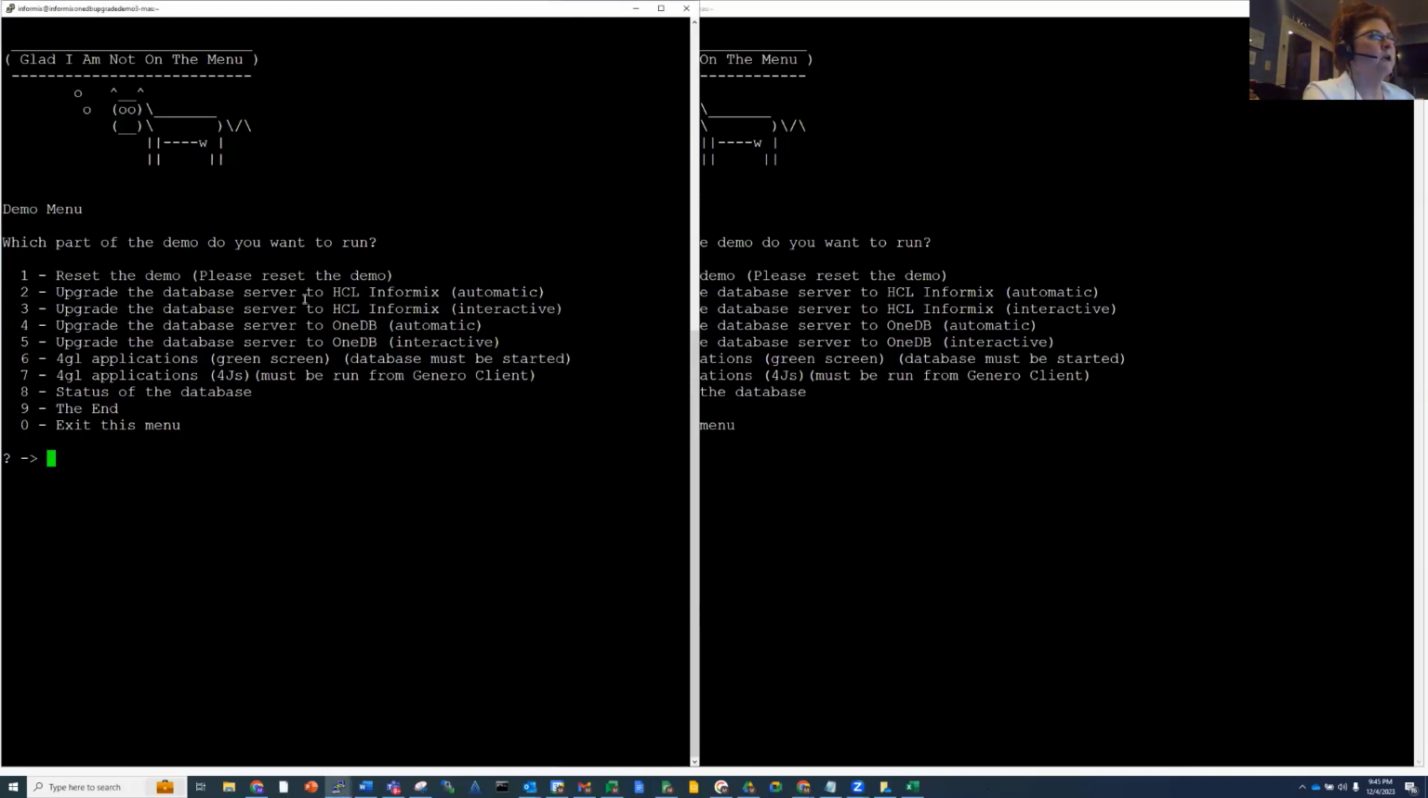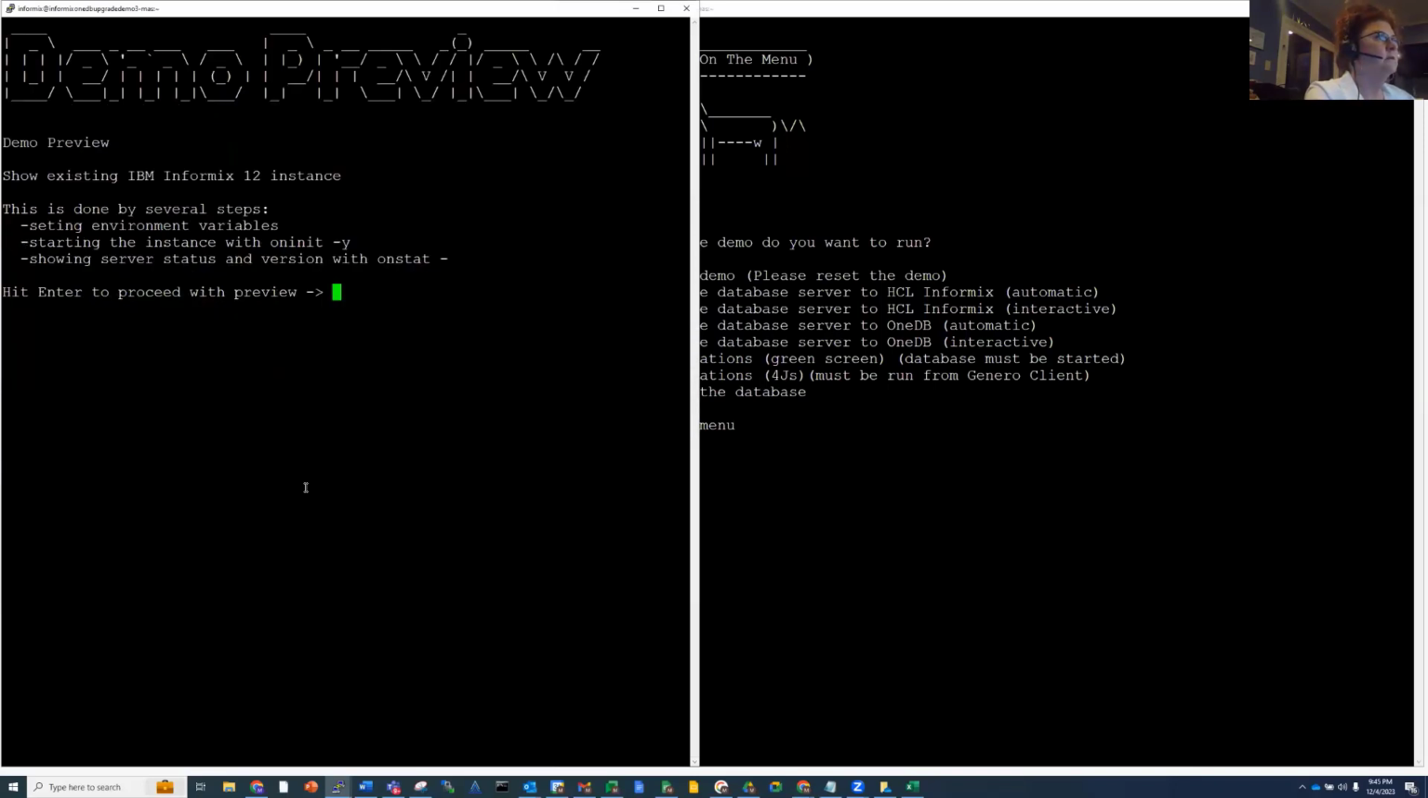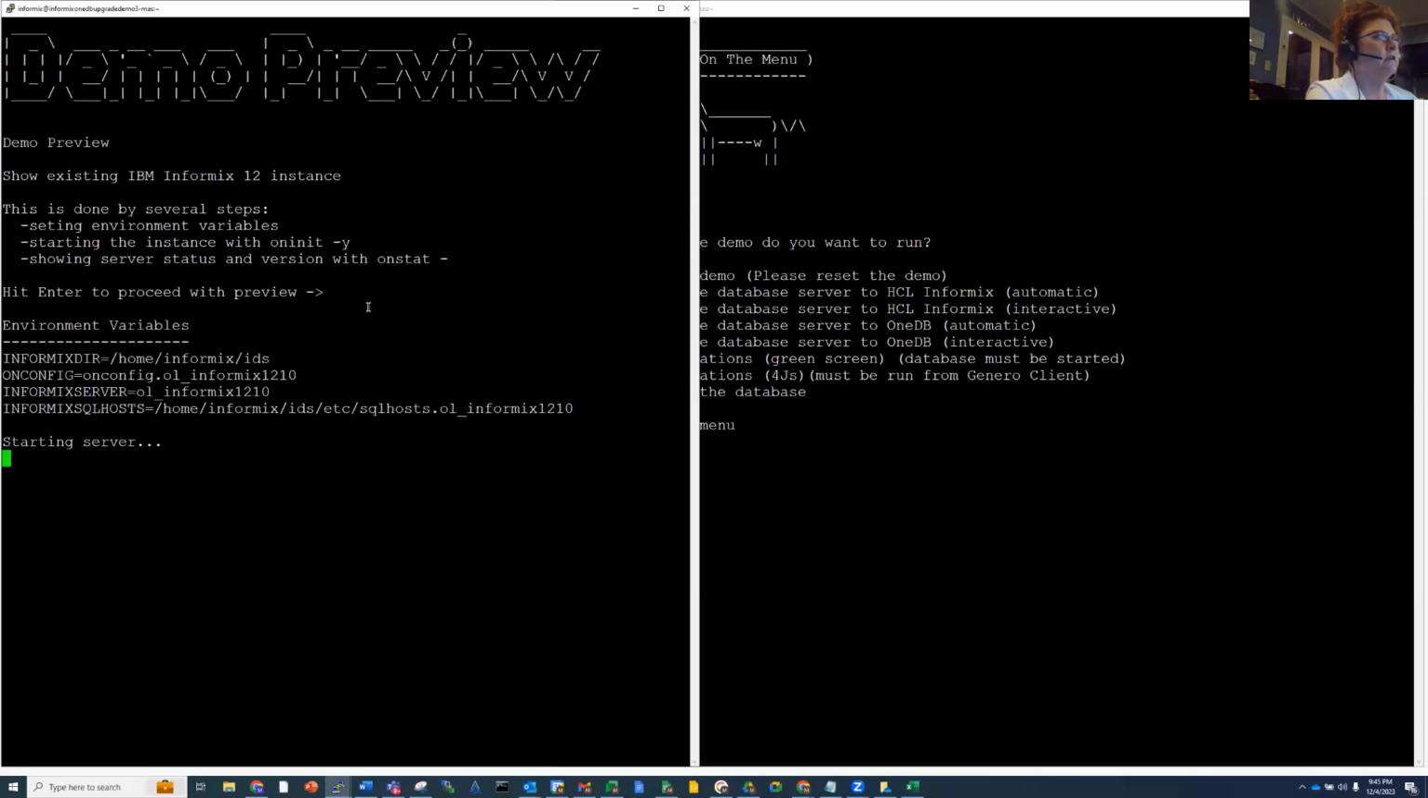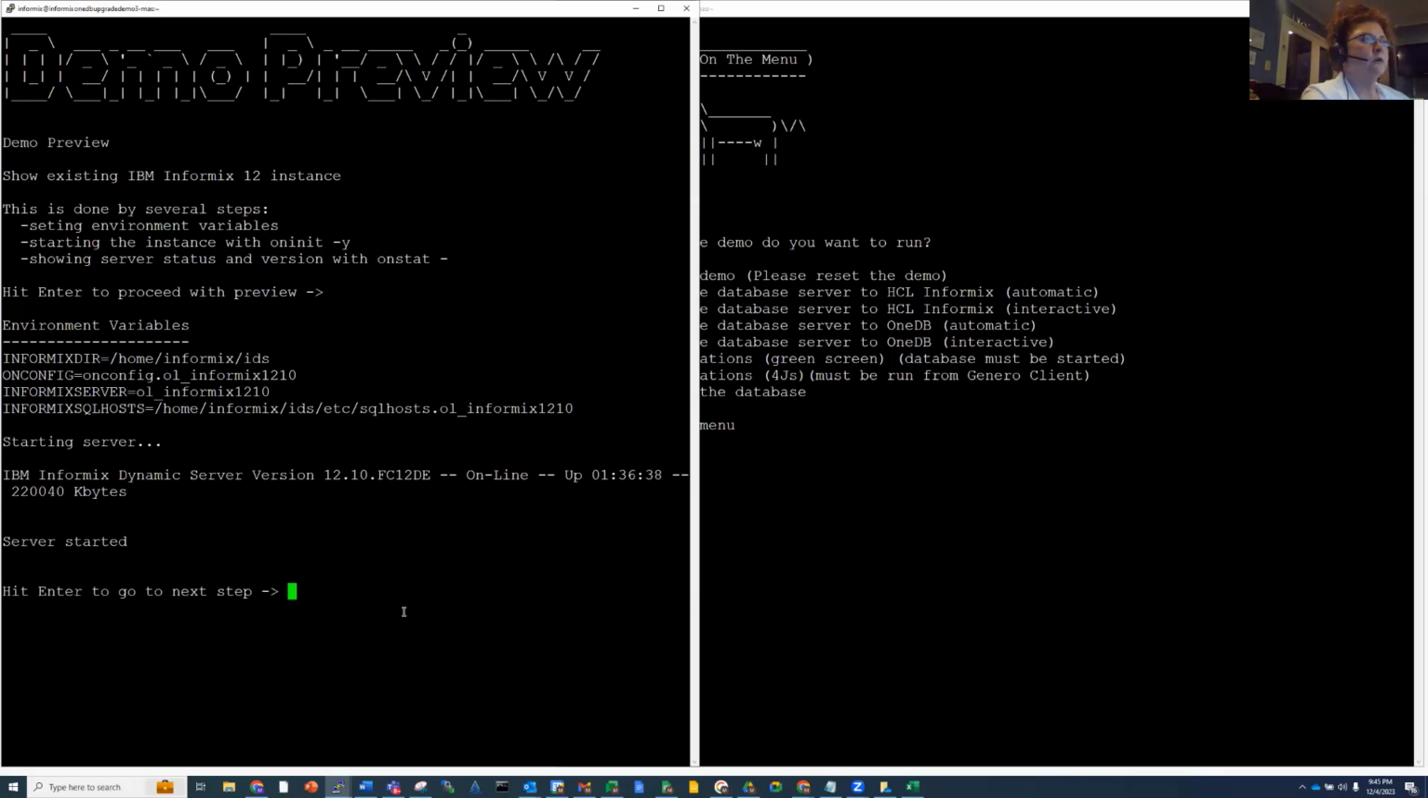I'm going to upgrade to HCL Informix. So I'm going to show you the existing database that I'm running here. I'm going to do an onstat command and show you my environment variables. So you see a very typical installation here. I have an IBM Informix Dynamic Server 12.10, and it's online. So we're going to go ahead and start the upgrade.